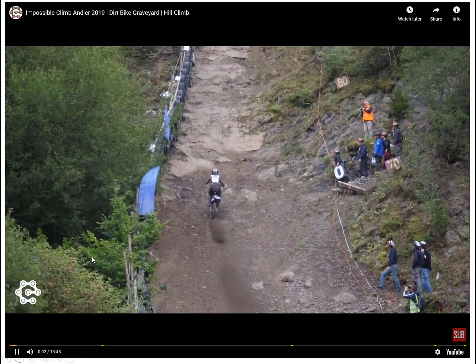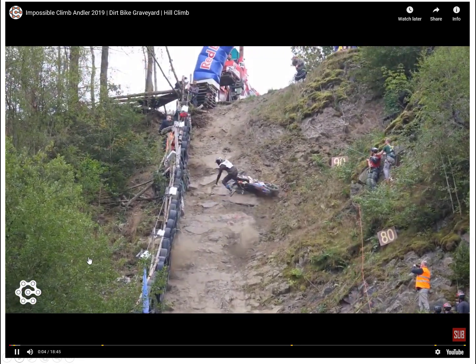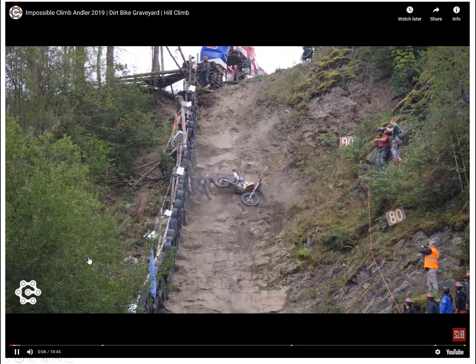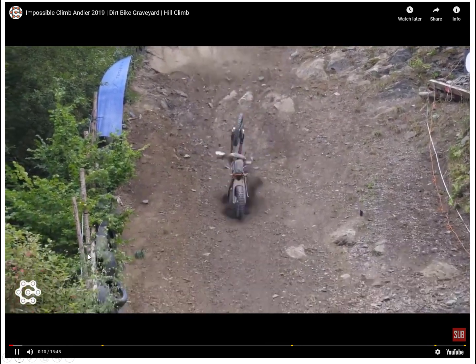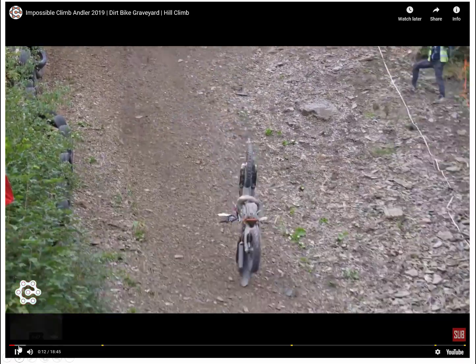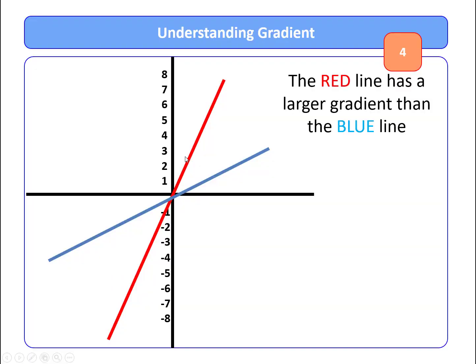Right, here's another example. So you're going uphill from left to right, that's a positive gradient. Now that bike going downhill, that's a negative gradient. The red line has a larger gradient than the blue line. Why? Well, the red line is steeper. And this is sometimes called slope as well.